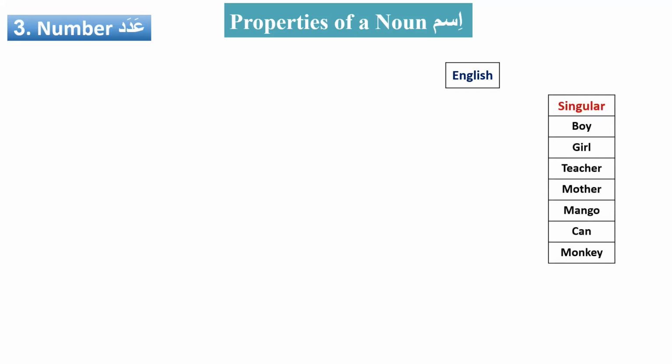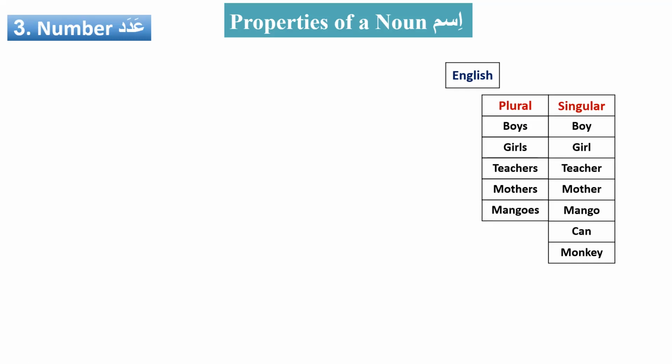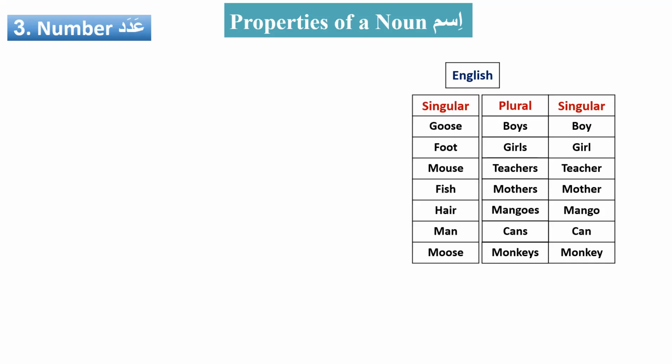We'll start with the English language first. For example, the word is boy. What will be the plural? Boys. Very good. Girls. Teachers. Mother, mothers. Mango, mangoes. Can, like a can of soda, cans. Monkey, monkeys. Simple, straightforward, right? Nothing to it. Everybody knows this. How about goose?